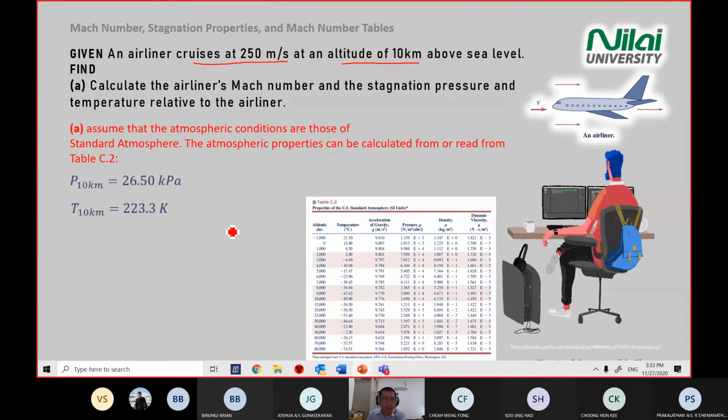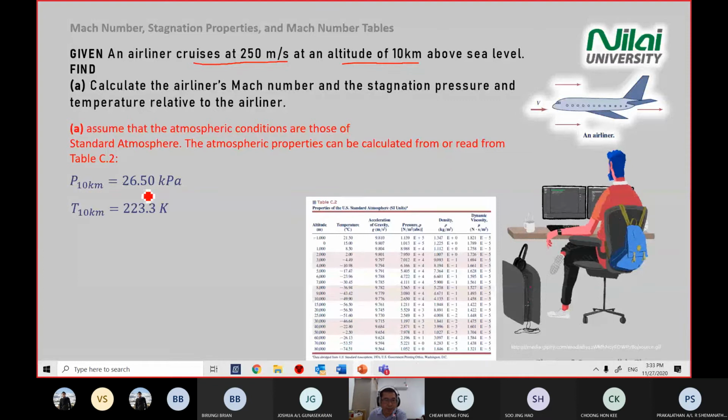So if you see this value on the screen, make sure you understand. When I mention pressure at 10 kilometers is 26.5 kilopascal, do you know how to get this value or not? If you don't know, ask me. Anyone who does not understand how, when I write P at 10 kilometers equal to 26.50 kilopascal, you don't know how to find the value inside table C.2, let me know. Yeah, I didn't understand.